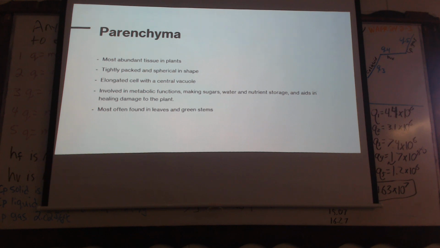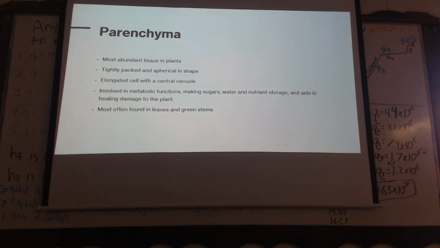So we've talked about this, correct? Yeah, all right. You want to go over it again? Yeah, that's not true. I wrote it. That might be. So parenchyma is the most abundant tissue in plants. Once I finish writing it, I'll publish it. At least you don't correct me. So it's the most abundant tissue in plants.